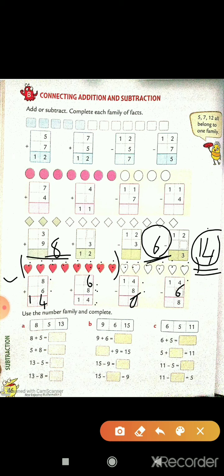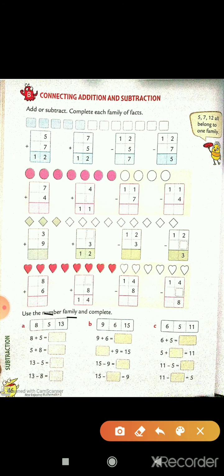Got it, students? So what are the addition and subtraction facts for 8 and 6? So addition facts for 8 and 6 are 8 plus 6 is equals to 14 and 6 plus 8 is equals to 14. Next, what are the subtraction facts? 14 minus 8 is equals to 6 and 14 minus 6 is equals to 8. Got it, students?